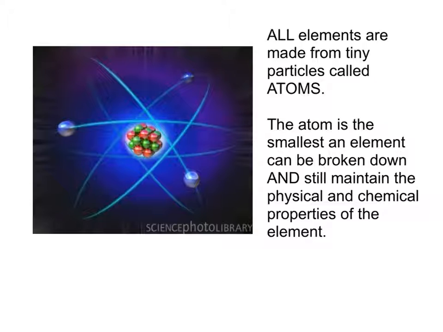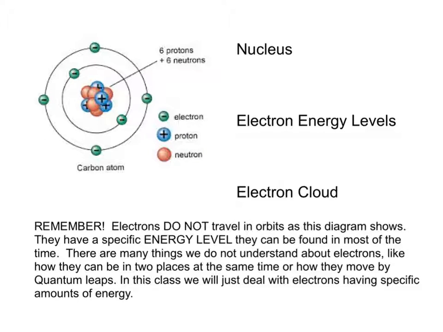If I took an atom of gold and I broke it down to its protons, neutrons, and electrons, it will no longer have the characteristics of gold. But in that correct recipe that gold has with the number of protons, neutrons, and electrons, it acts as what we know as gold. So an atom is the smallest that an element can be broken down and still contain the physical and chemical properties of that element.